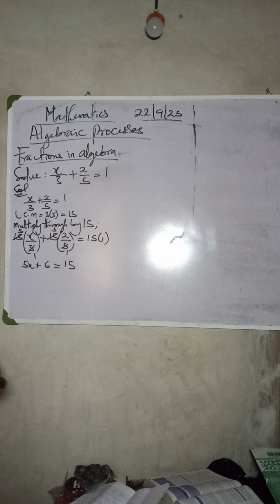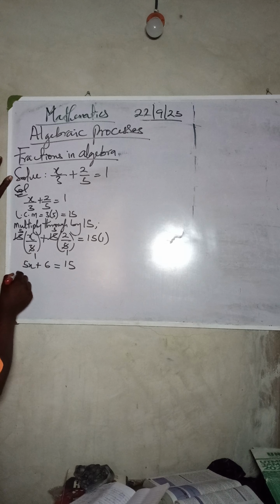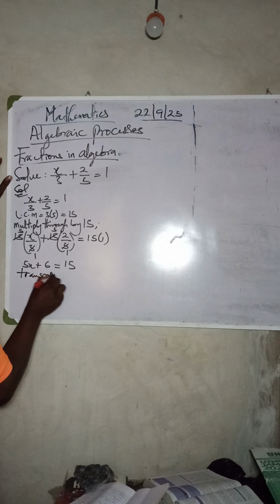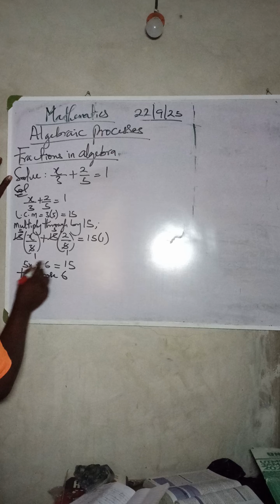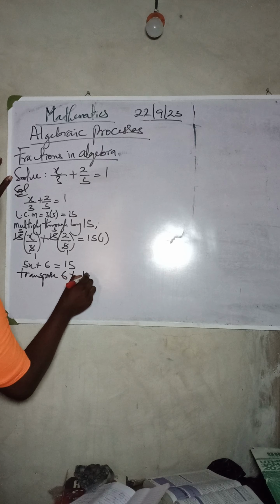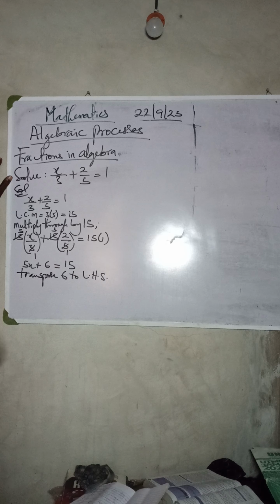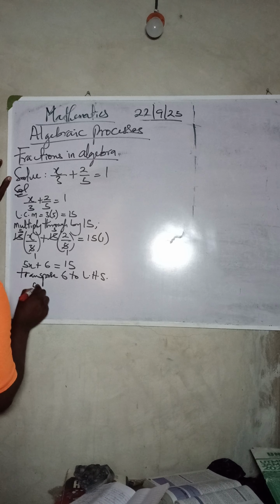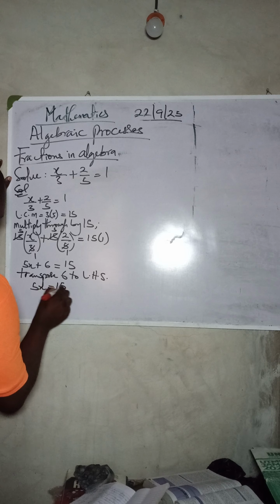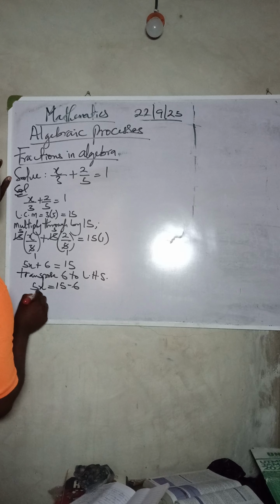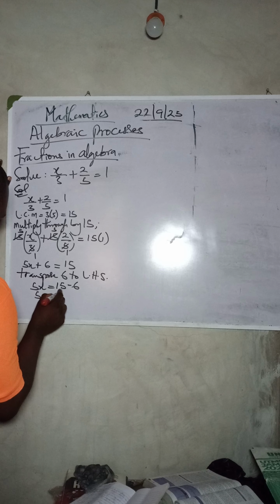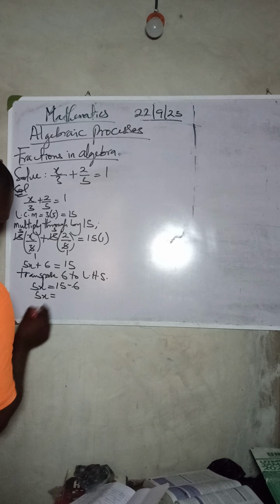So we transpose. Transpose means we move. Transpose 6, this is plus 6, to the left hand side. Now when I transpose 6 to the left hand side, I have 5x is equals to 15 minus 6. What is 15 minus 6? 15 minus 6 is 9.